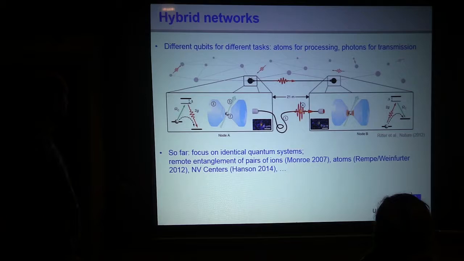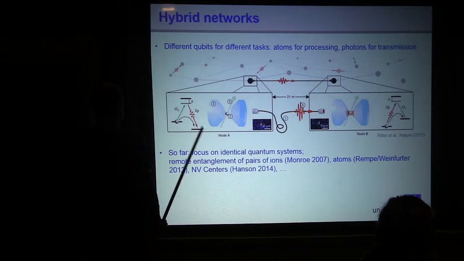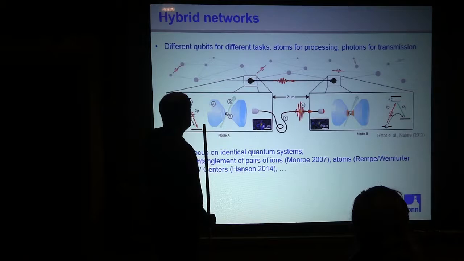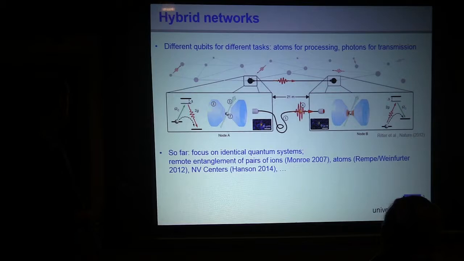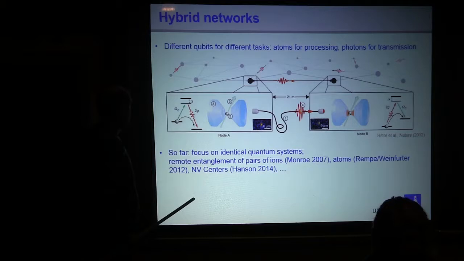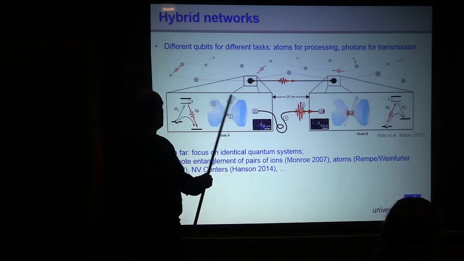So far, the focus in this business has always been on identical systems, I think for an obvious reason, because if you want to link two of these together, this is just much easier if you have a perfect bandwidth match between these two. So if the photons emitted from one, for sure, can be absorbed by the other. What I will show you today are our attempts at building something like this, but in a hybrid configuration, where we have one atomic system here and one solid state system on the other side.